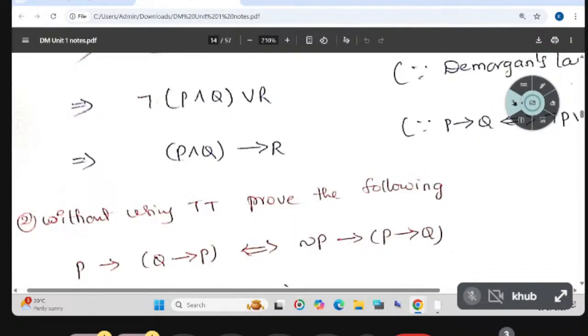negation P or P or negation P or negation P, T. P is equal to P or T is equal to T. LHS side, RHS side, we have to do again. If it comes in that, LHS equal to RHS.